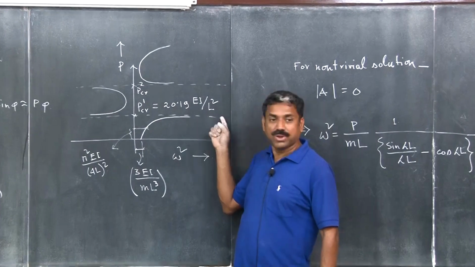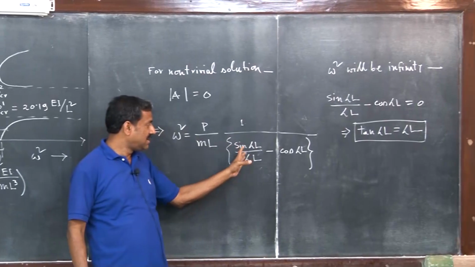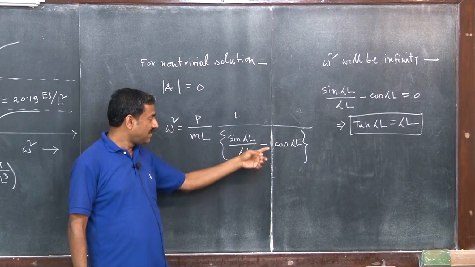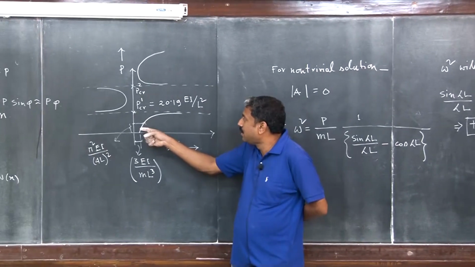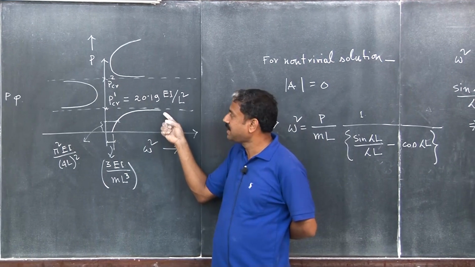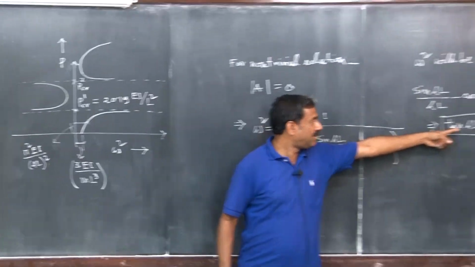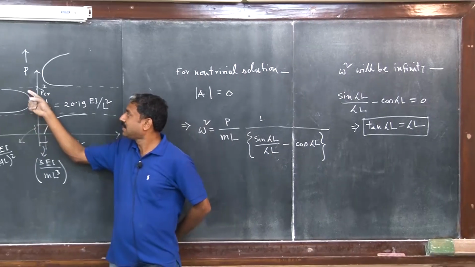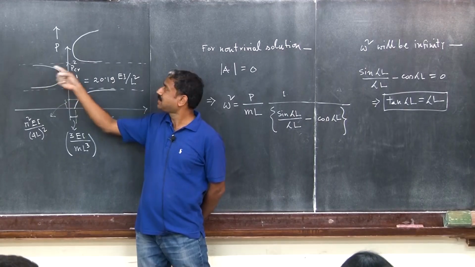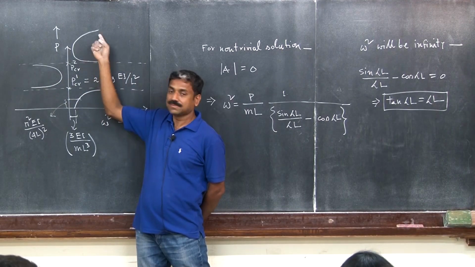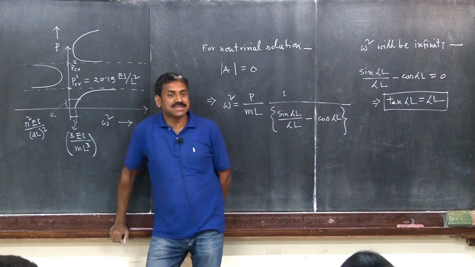This is increasing and going to infinity, and then suddenly there. Initially it is positive, then for a certain value it will be 0, then it will be negative. So you see that omega square is positive, then suddenly it becomes infinity. When tan lambda L is equal to lambda L, it changes like this. Then once again it becomes positive, from minus infinity to plus infinity. So with varying P, omega square is changing its value.